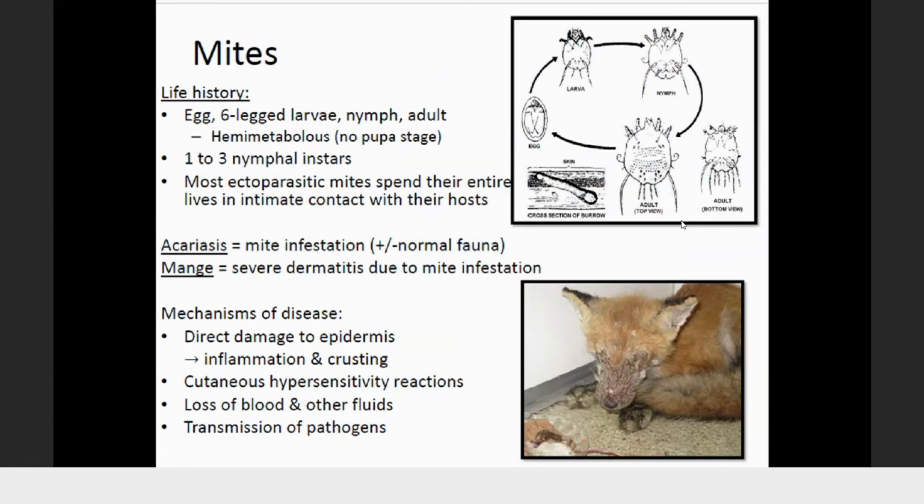Okay, so the mite life cycle is quite straightforward. It has larva, nymphs, and also the adult. And the nymphs can be up to 3 stages. Most of the ectoparasitic mites spend their entire life in intimate contact with their host. And mite infestation is also known as acariasis.